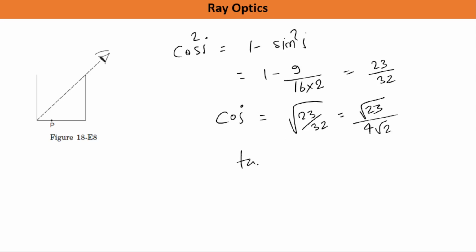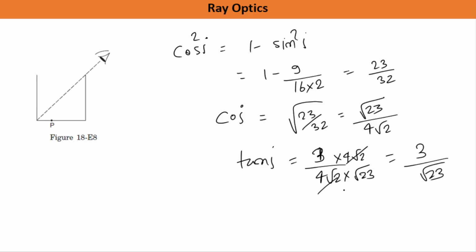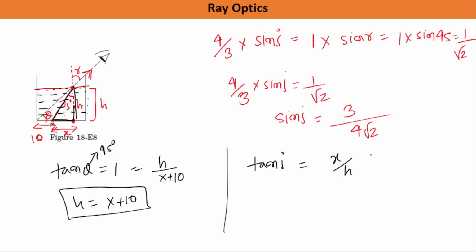Okay? Now what will be tan of i? For that, you take 3 by 4 root 2 divided by root 23 into 4 root 2. This will get cancelled and you are left with 3 by root 23. So 3 by root 23, you put it here, 3 by root 23. So x is equal to how much in terms of h? This is 3h by root under 23.